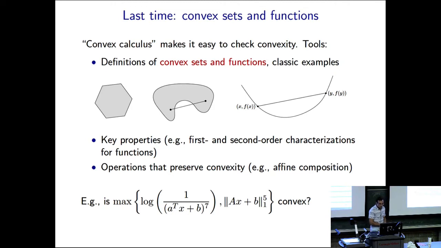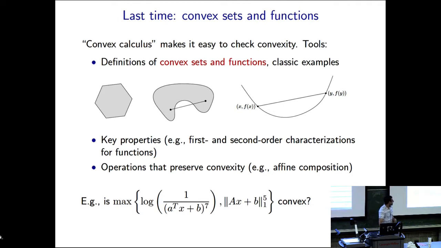So last time, which also carried over into this time, we talked about convex sets and functions and essentially some of the key properties and operations that preserve convexity. And so I just had an example here. How might you think about, is this function convex? So it looks like a nasty function, but let's see if we can apply some of the rules.